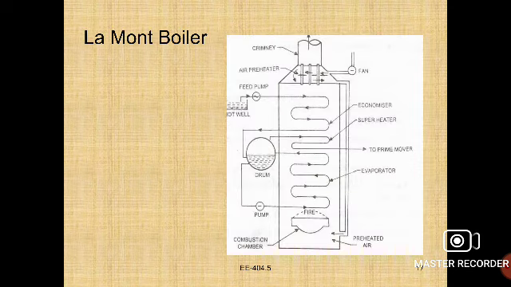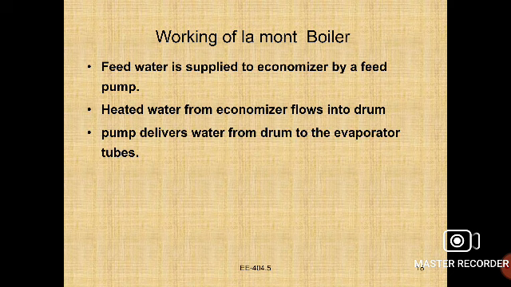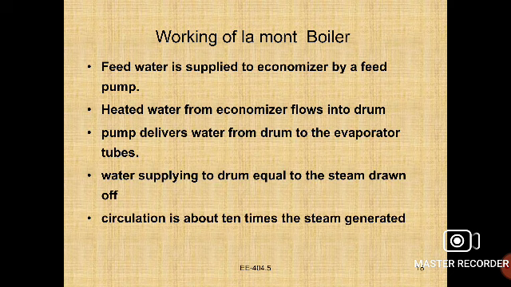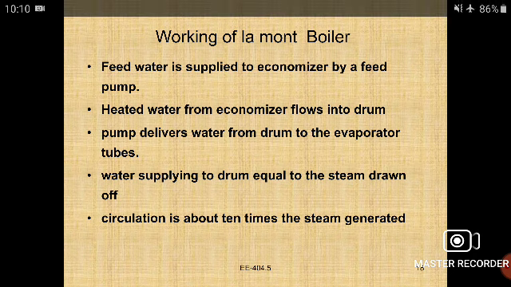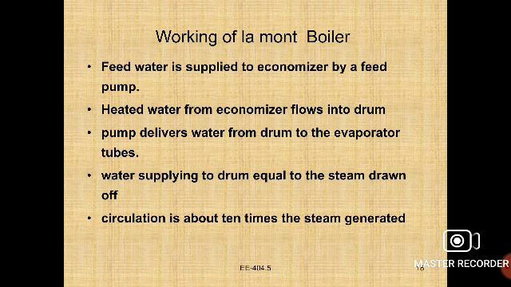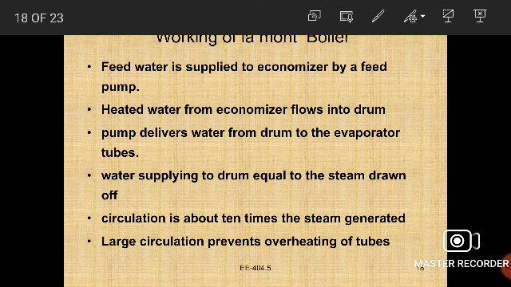Once again, you can check here what I have told. The feed pump supplies water to the economizer. By the feed pump, heated water from the economizer flows into the drum. The pump delivers the water from the drum to the evaporator tubes. Water supplied to the drum is equal to the steam drawn off. Water circulation takes about 10 minutes. Within the 10 minutes, steam is generated.